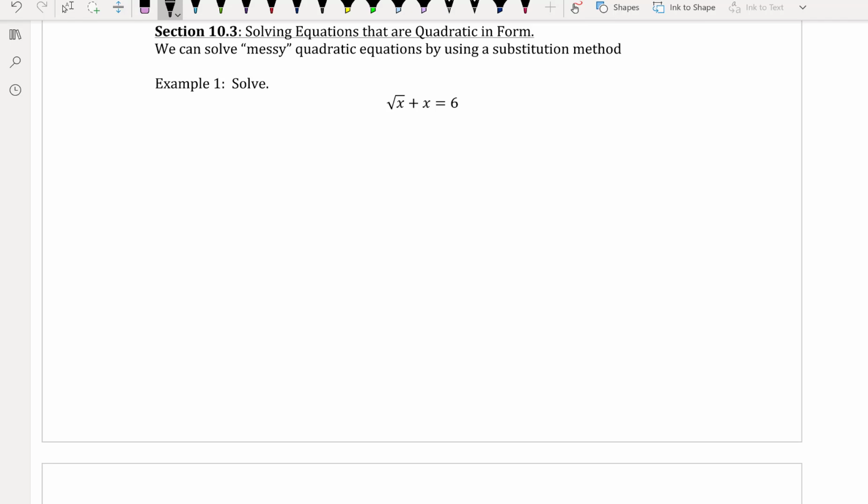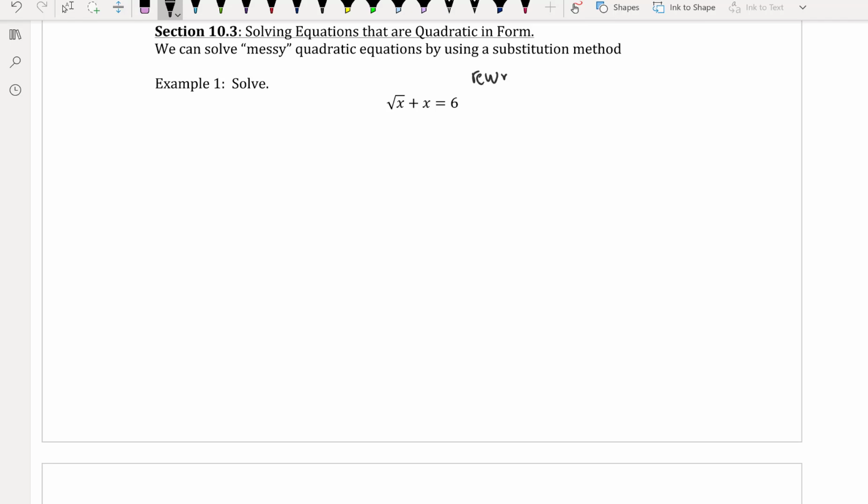We are solving equations that are quadratic in form. So we can solve these quadratic equations by using a substitution method. Really, there's a workaround for solving this equation. I have the square root of x plus x is equal to 6. This is very difficult to solve because I have a square root of x embedded in this problem. So what I'm going to do is manipulate it by using a substitution. But the first thing I want to do is write it in standard form.